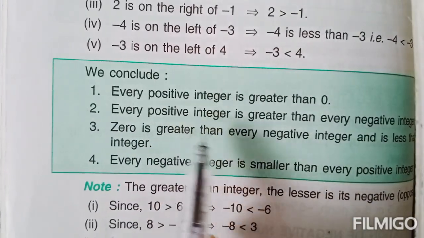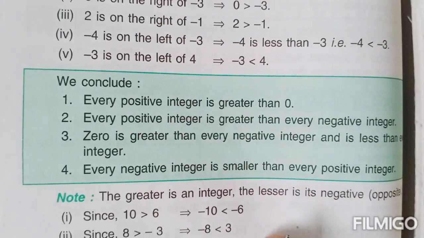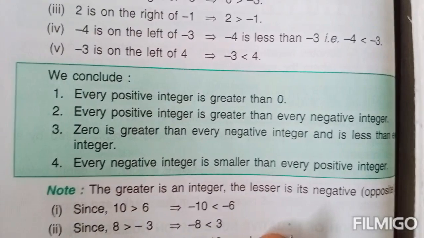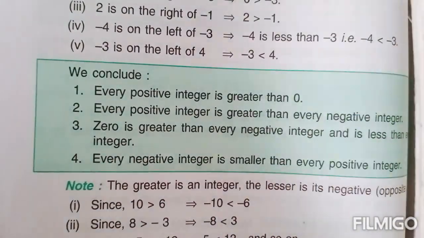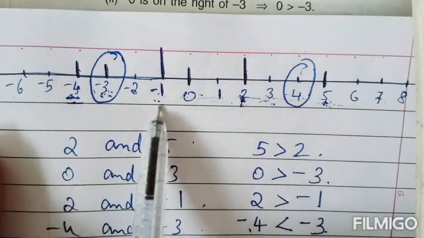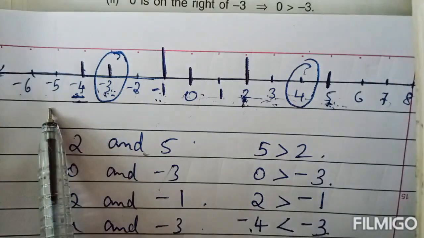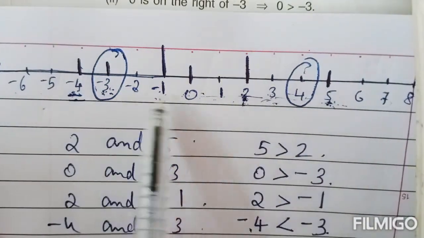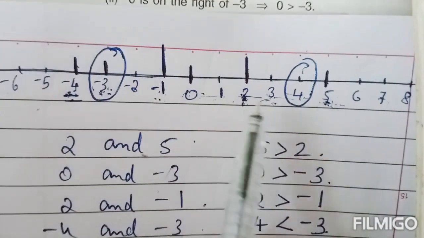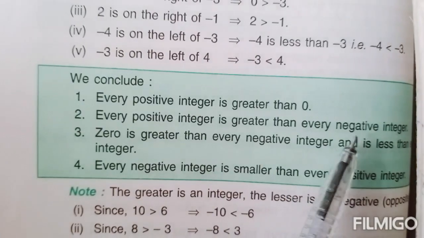Second one, every positive integer is greater than every negative integer. If we compare a positive integer with a negative integer, which one will be greater? Positive integer. On the number line you can see every positive integer lies to the right side of every negative integer. That's why every positive integer is greater than every negative integer.